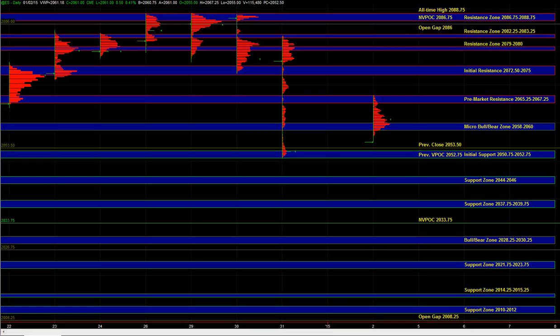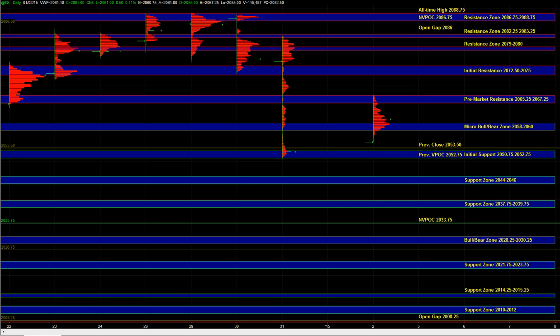So in the overnight session, for the most part, ES has been bouncing within a range, and at this point, the market can make a directional push really either way. So off the open, we're going to keep an eye on 2058 to 60, and we're going to use that as the micro bull bear zone to establish our very short-term directional bias.